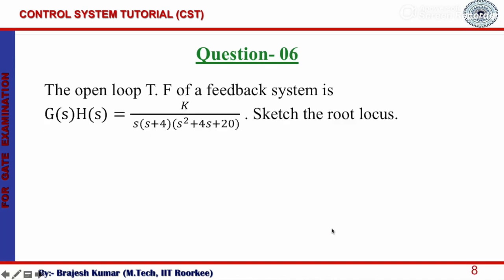And this is the last and final question. Here the open loop transfer function of a feedback system is given, and you need to sketch the root locus for this particular system. This is, I think, the most important question in this tutorial as far as tracing the root locus is concerned. So try to attempt this particular question, and we will see the solution in the next tutorial.